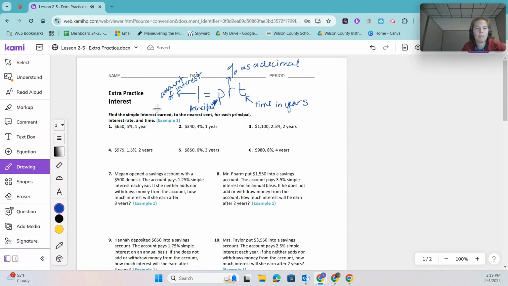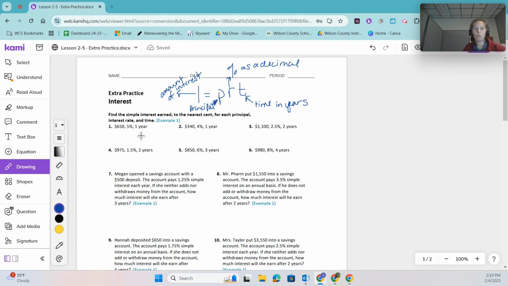Today we will be talking about interest, simple interest. In order to find interest, we need to use this formula. I, the amount of interest, equals PRT, where P is the principal, which is the amount that was borrowed. R is the rate or the percent as a decimal. And T is the time in years.